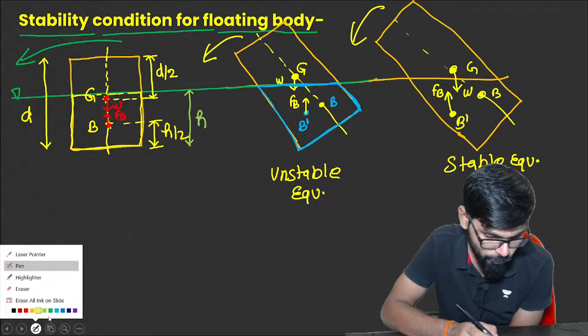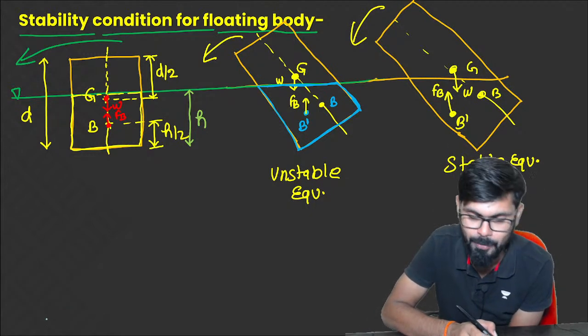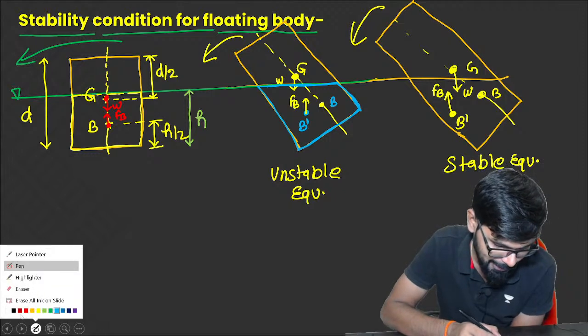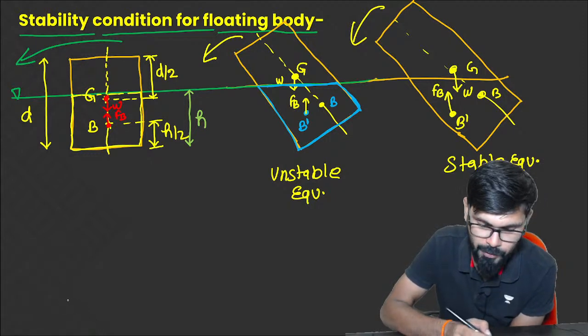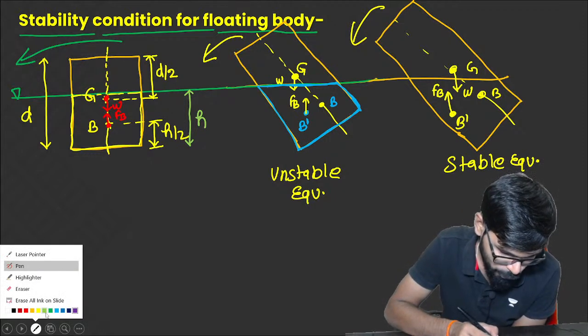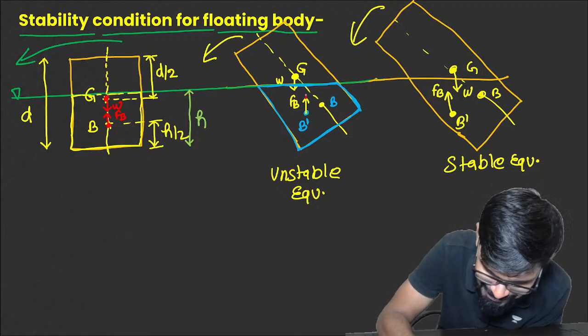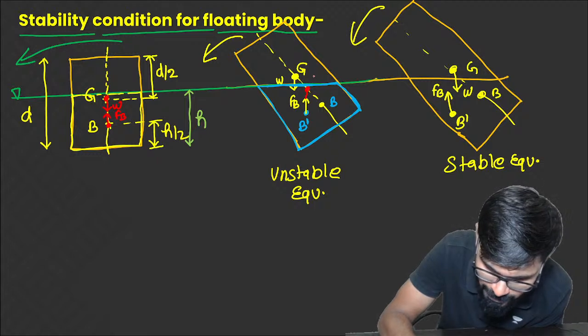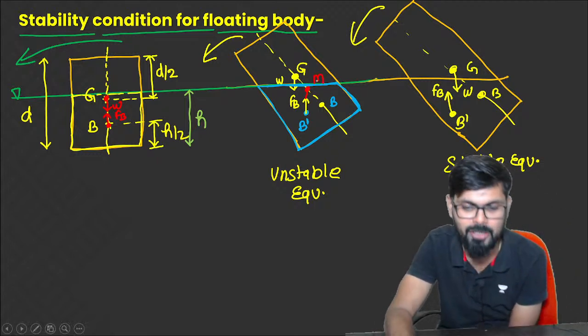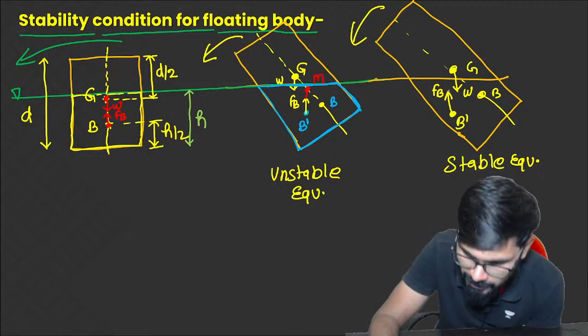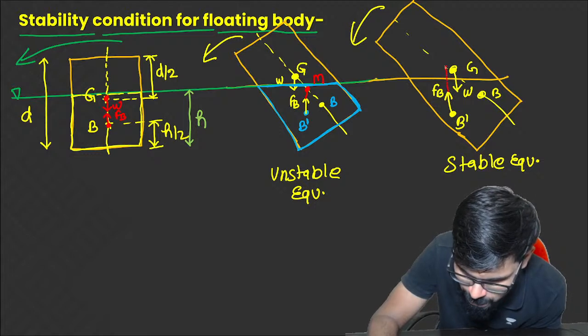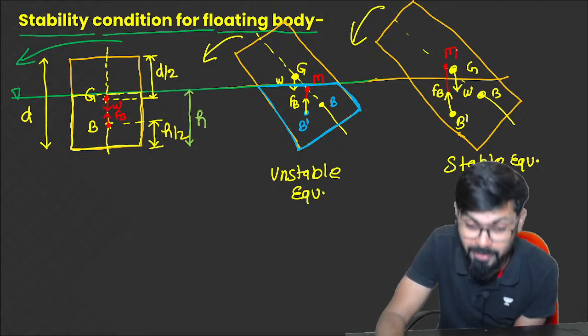So in this, if you want to make a criteria, then I will tell you another criteria. The same criteria will not work. What you have to do is extend this. Wherever it cuts the centroidal axis, this point is called the metacenter. Here also you extend, then this point is called the metacenter. Now this is the criteria.